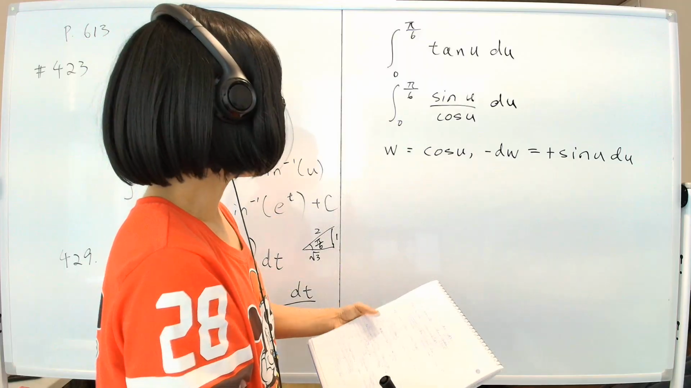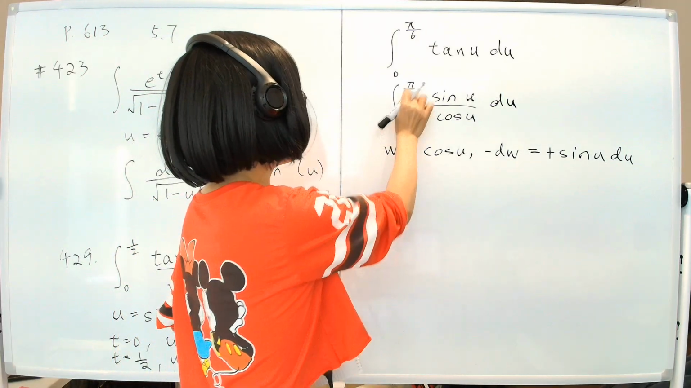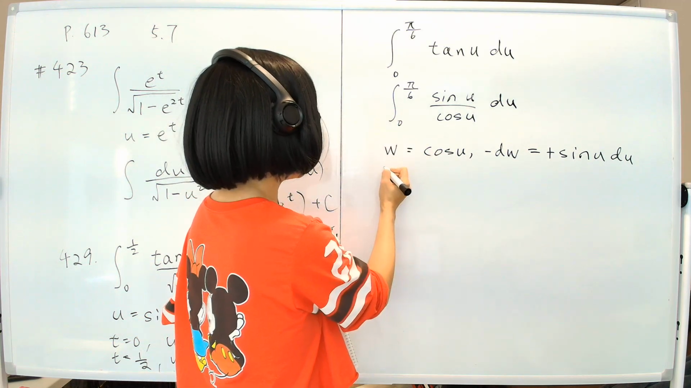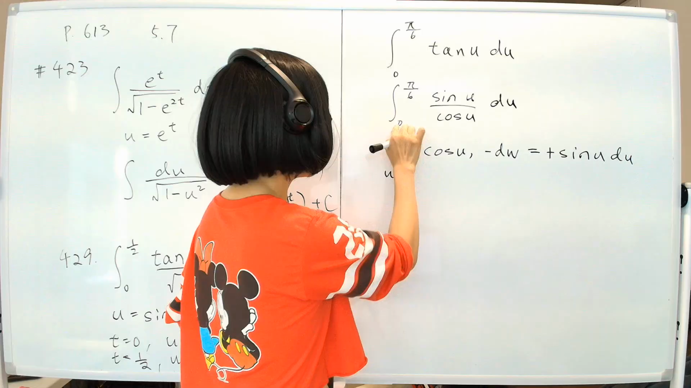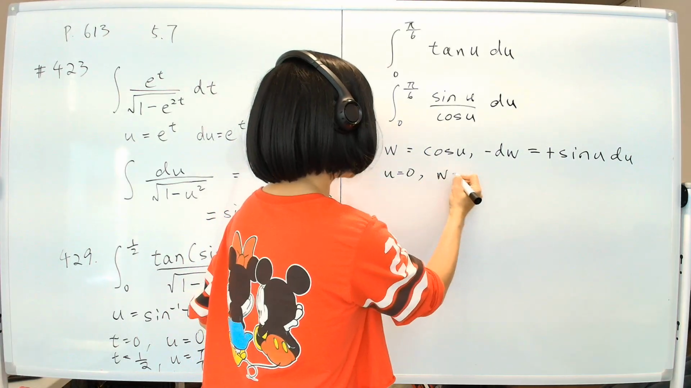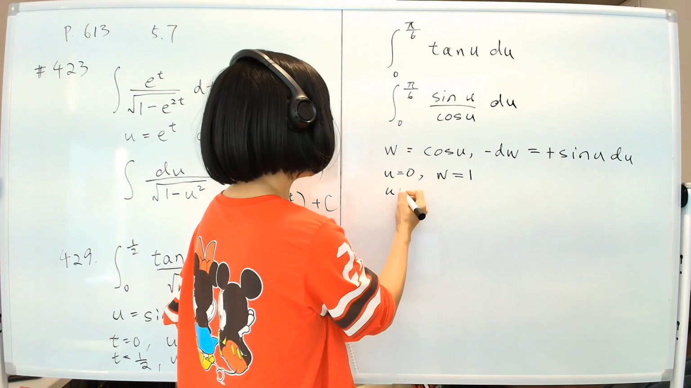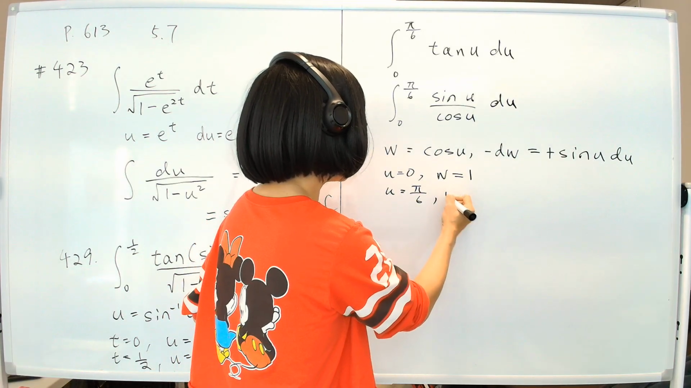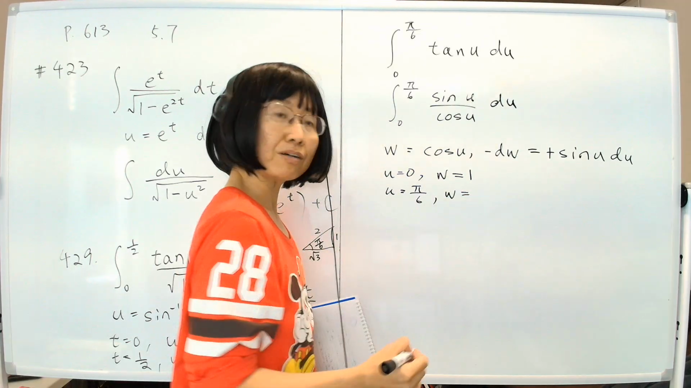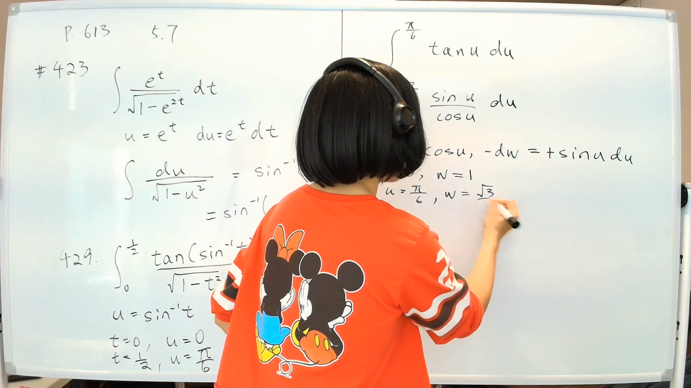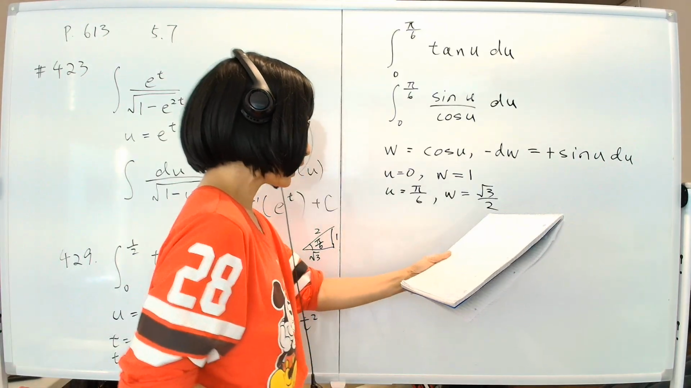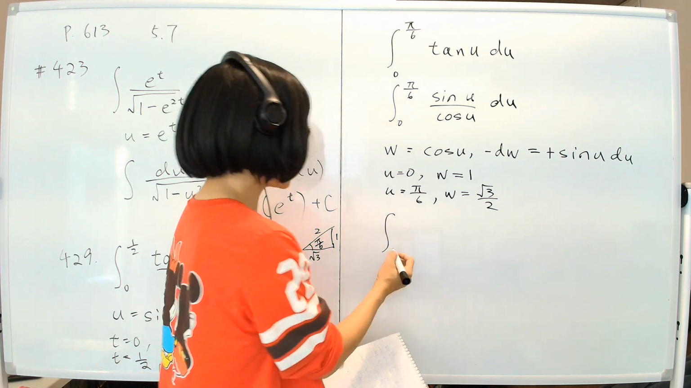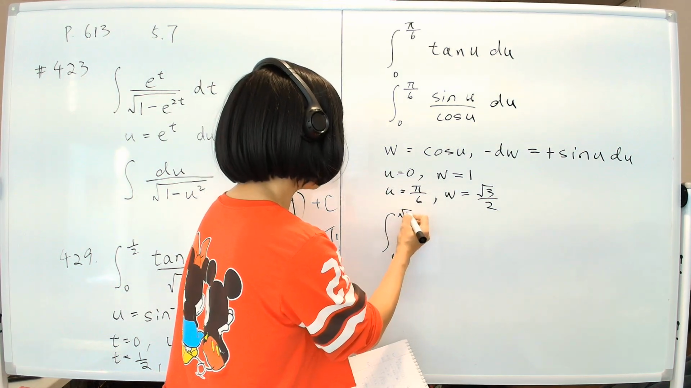And with that, we can plug everything in. No, we can't. We still have to take care of this because we're transforming variables. So we're going to change the endpoints. When u equals 0, the bottom limit, w equals cosine 0, which is 1. When u equals pi over 6, that's 30 degrees, cosine of 30 degrees is square root 3 over 2. Now having done that, we're ready to plug it into our second substitution. So we go from 1 to square root of 3 over 2.